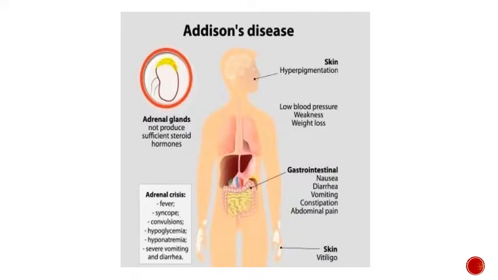So, now we're going to talk about different disorders which are caused due to adrenal gland excess or too little. So, here we're going to talk about Addison's disease. So adrenal glands in Addison's disease do not produce sufficient steroid hormones. So they can lead to different symptoms. For example, in skin, it can lead to hyperpigmentation, low blood pressure, weakness, weight loss. In the GI system, it can cause nausea, diarrhea, vomiting, constipation, abdominal pain, and it can also lead to vitiligo.